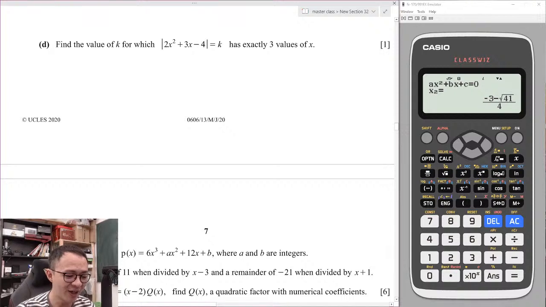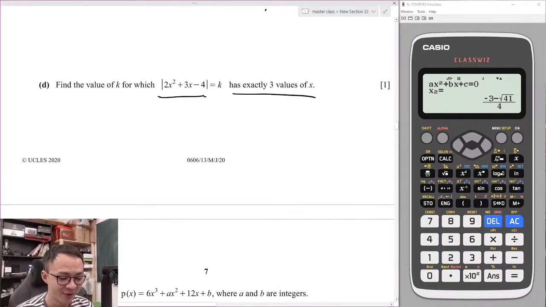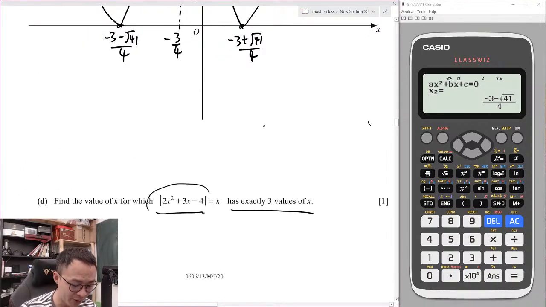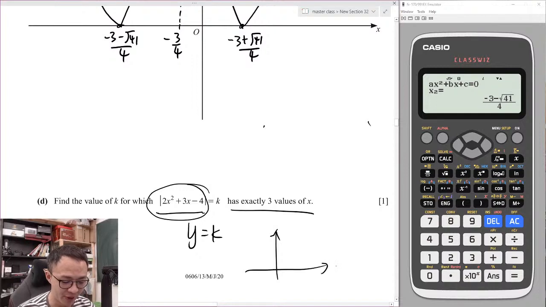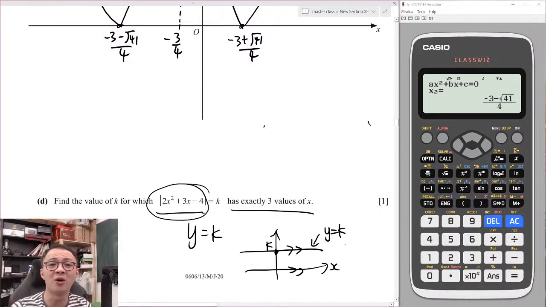So okay. Find the value of k such that this curve just now has exactly 3 values of x. So this one will be my y, isn't it? y equals k. What does the line look like when y equals k? It will be a horizontal line parallel to the x-axis, passing through the k here. This line we call y equals k. So right now, you need to draw a horizontal line on the graph and make sure it only touches 3 points here.